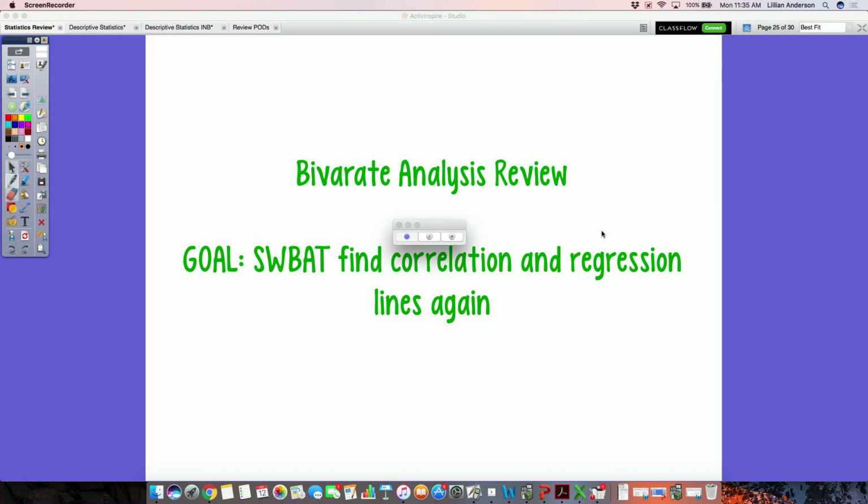Right, so reviewing the bivariate analysis section of statistics, it really was pretty much all correlation and regression lines, okay? So we're going to be going back over that just to refresh your memory. Again, you will need a calculator because finding correlation and the regression line, when it's not the line of best fit, the one that actually comes in your calculator, you'll need that.